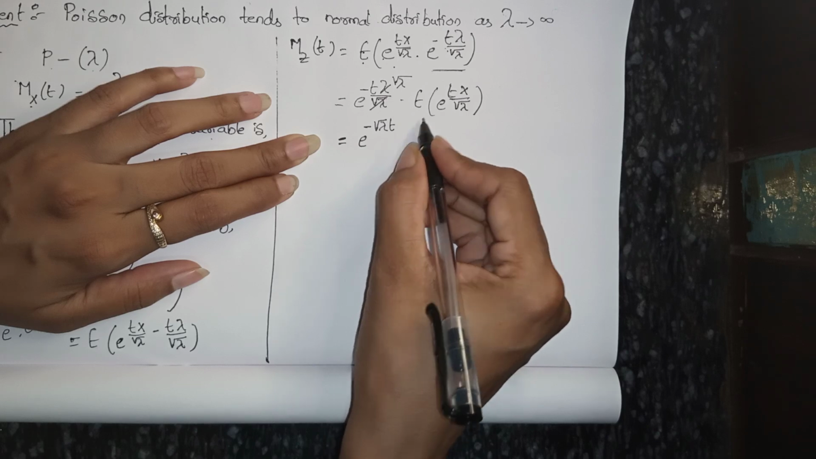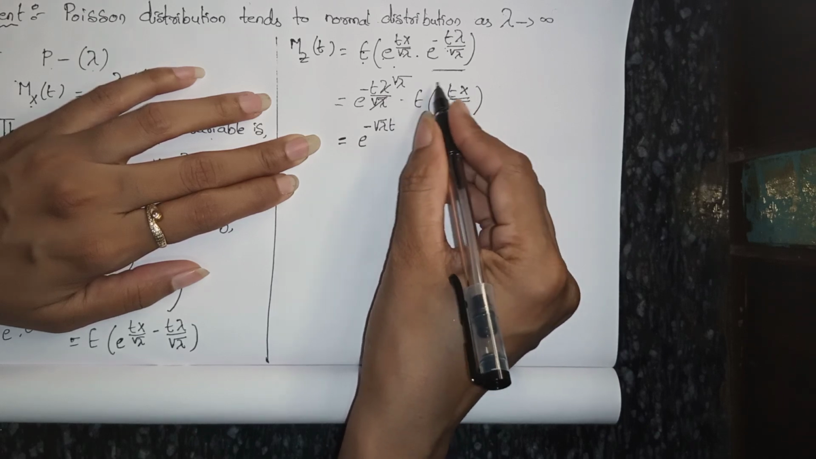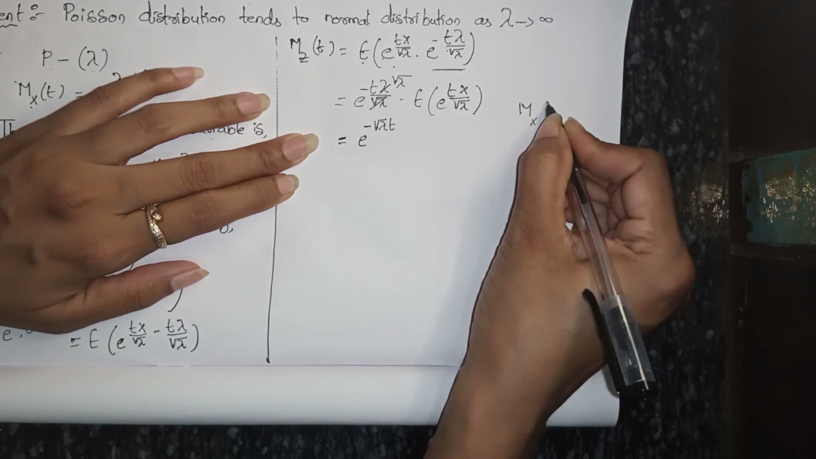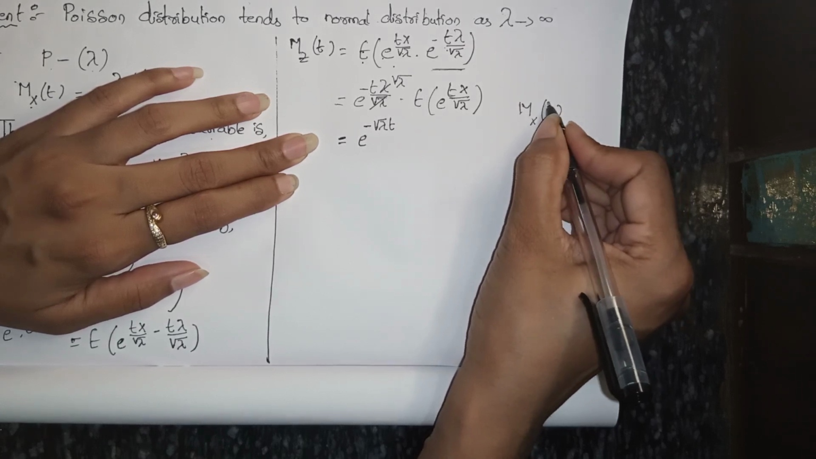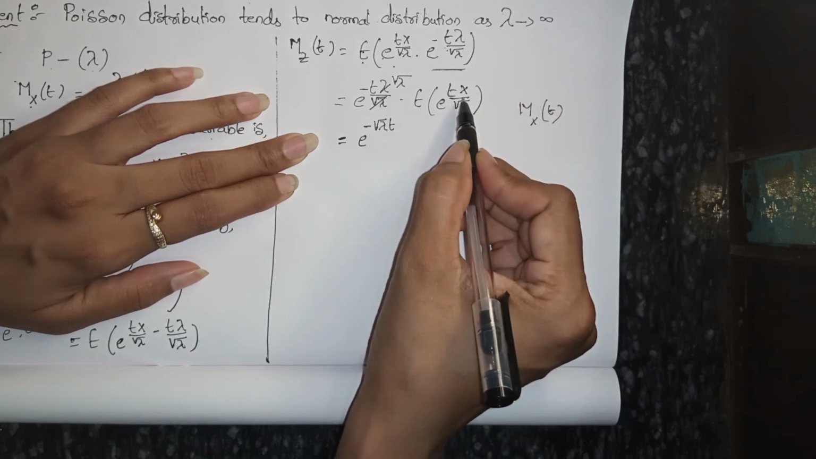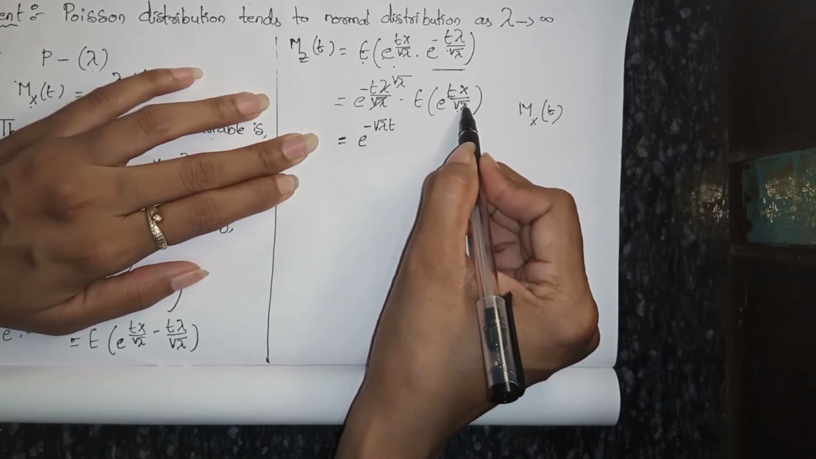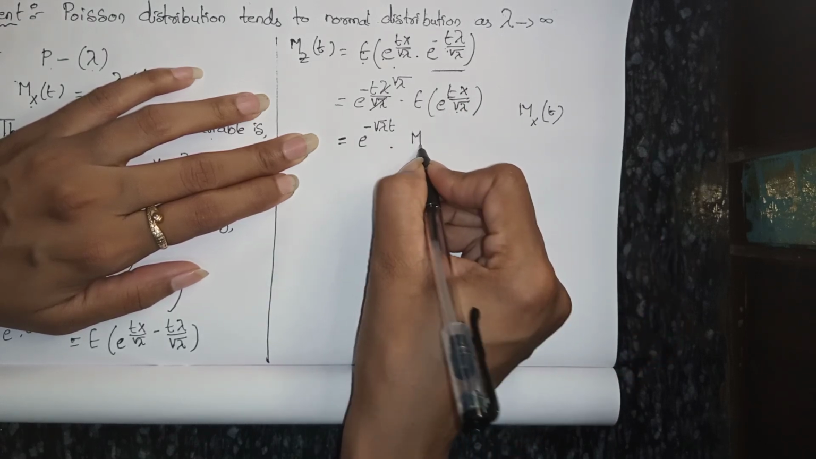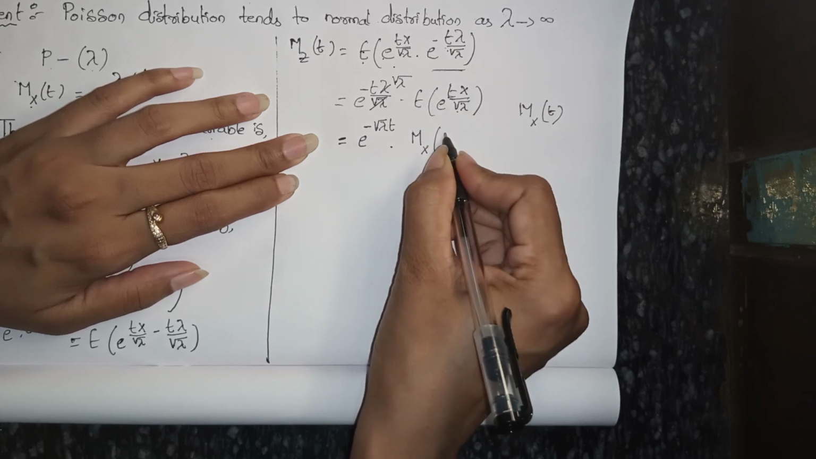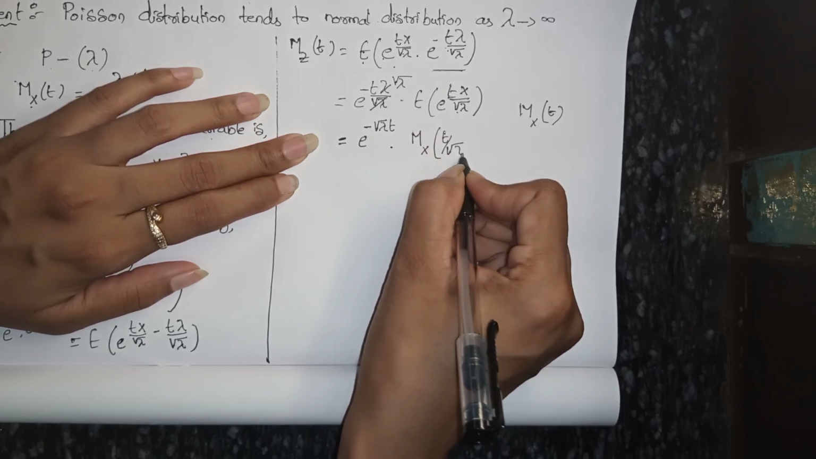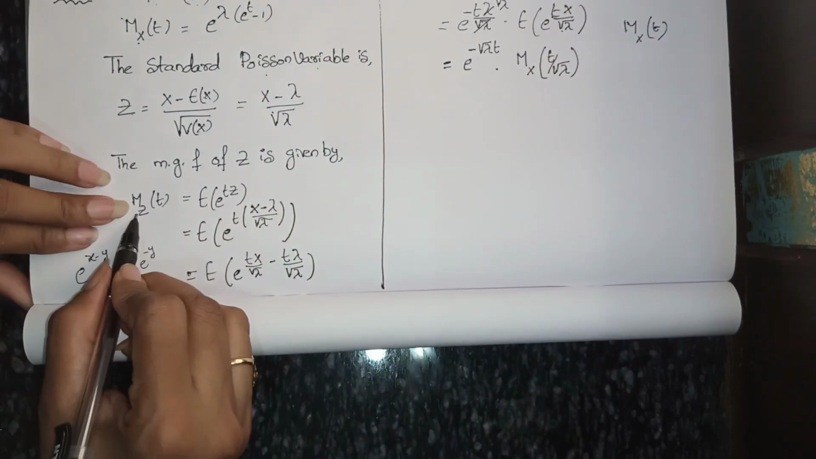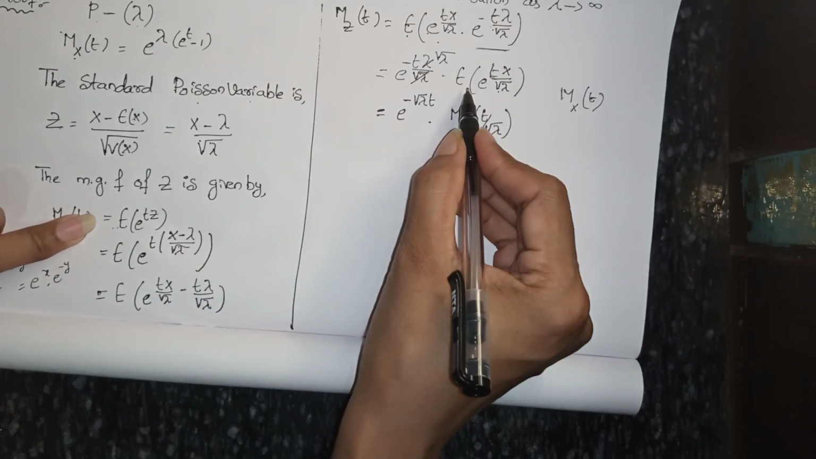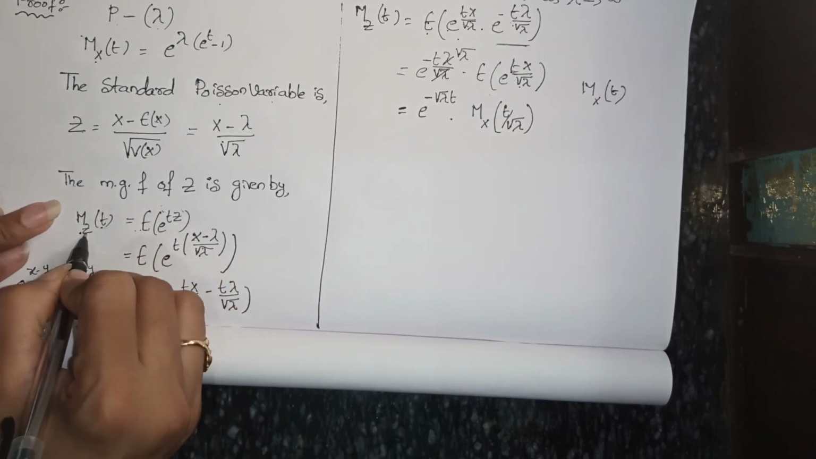And the next is, if we see this one, it is in the form of m x of t, but what is the t term? It is t by root lambda. So we are going to write here m x of t, where t is t by root lambda. See here, m z of t equals, we have written like this.